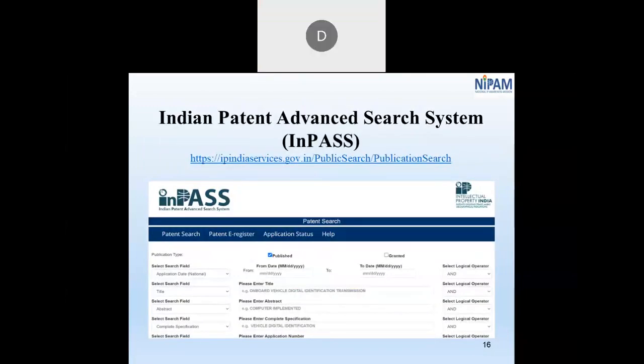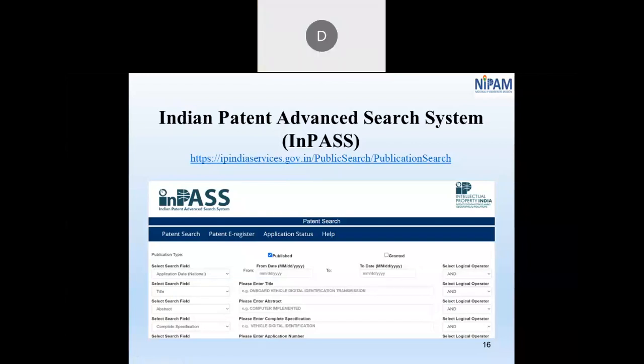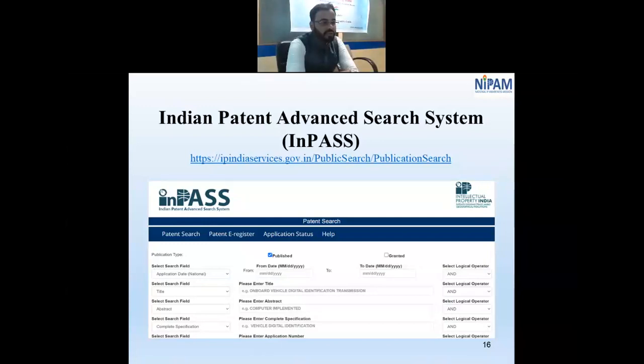Similar to Google Patents, the Indian Patent Office also has its own patent database or patent search engine, which is called Indian Patent Advanced Search System. The link for which is provided in this particular slide. Now, all the patent applications which are registered in the Indian Patent Office and subsequently published after 18 months of duration, you will find the collection of all those applications at this particular platform.